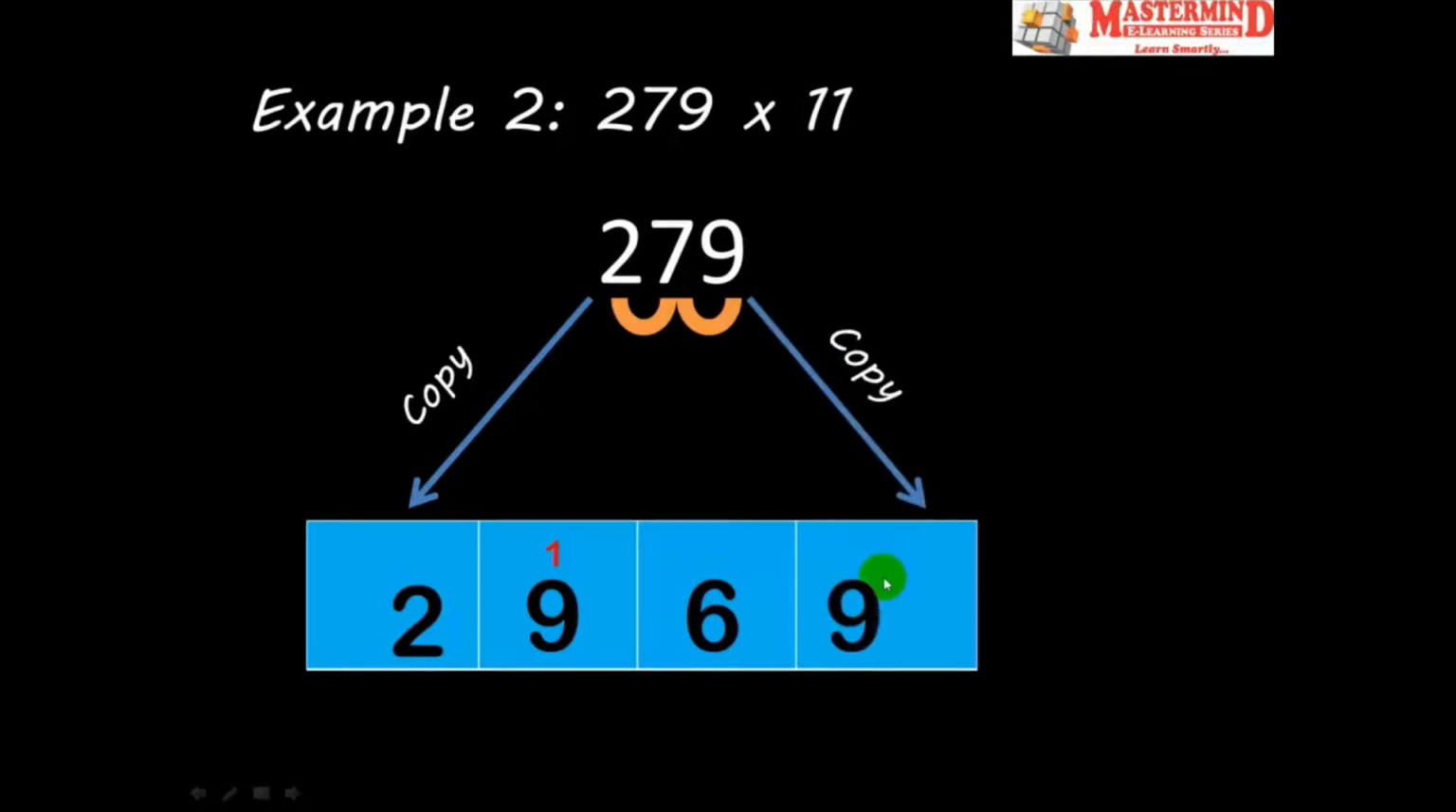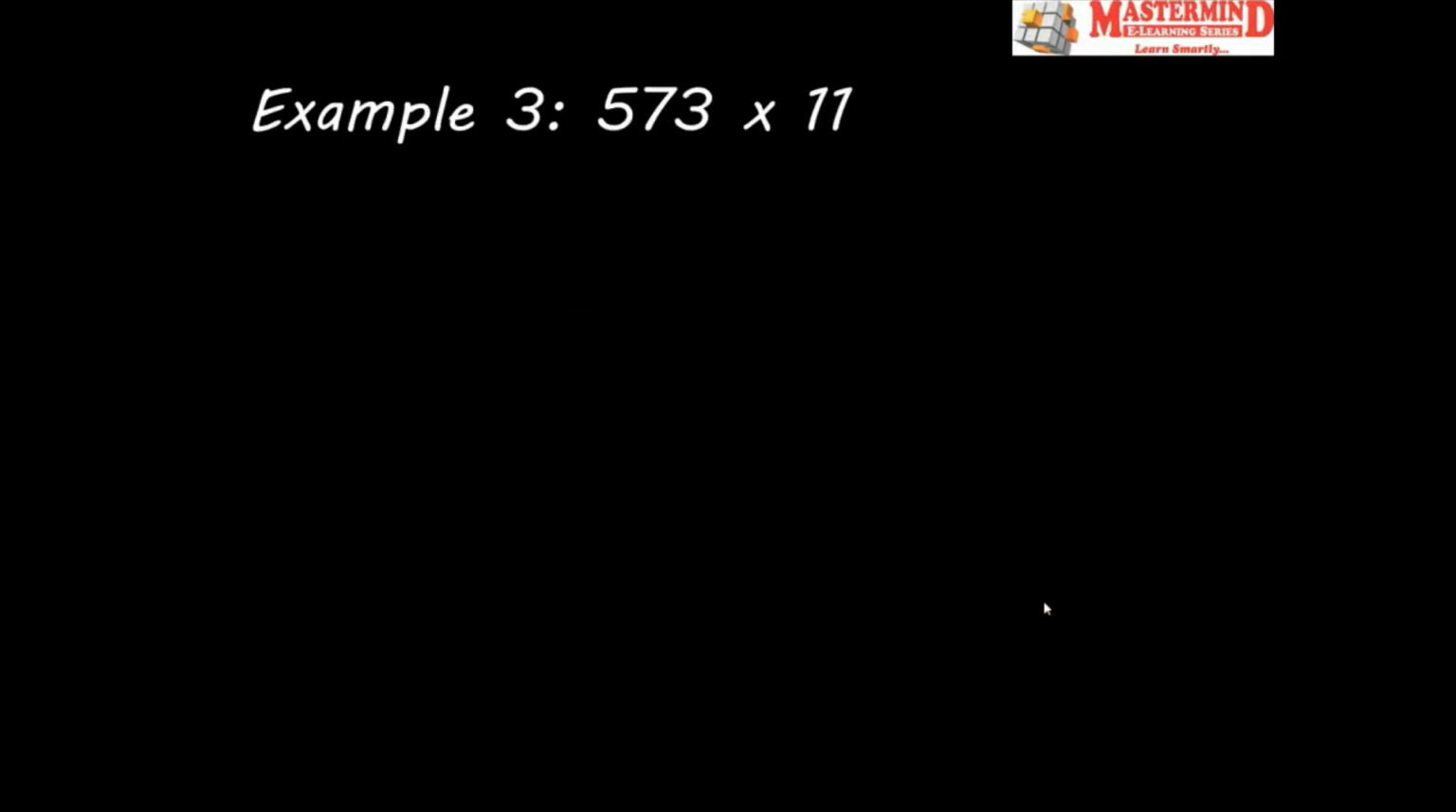Now if you notice, we have 9 and 1. If you add this 9 plus 1, again you're going to get a 2-digit number. So in such cases, we do not add this like this. We take the 2 numbers, that is 29 together, and add this 1 here. So we have 29 plus 1, which is 30, and 6, 9. So the answer is 3069. Let's see one more example.